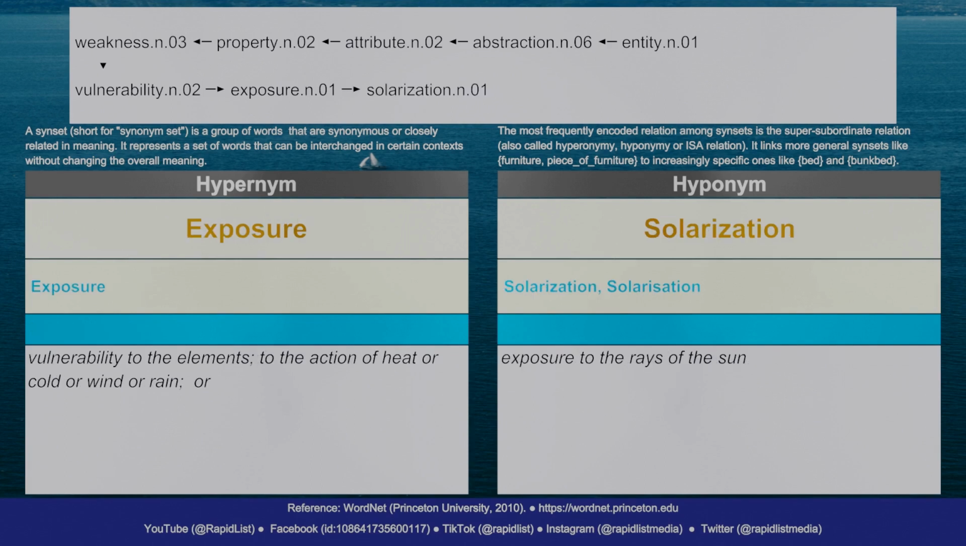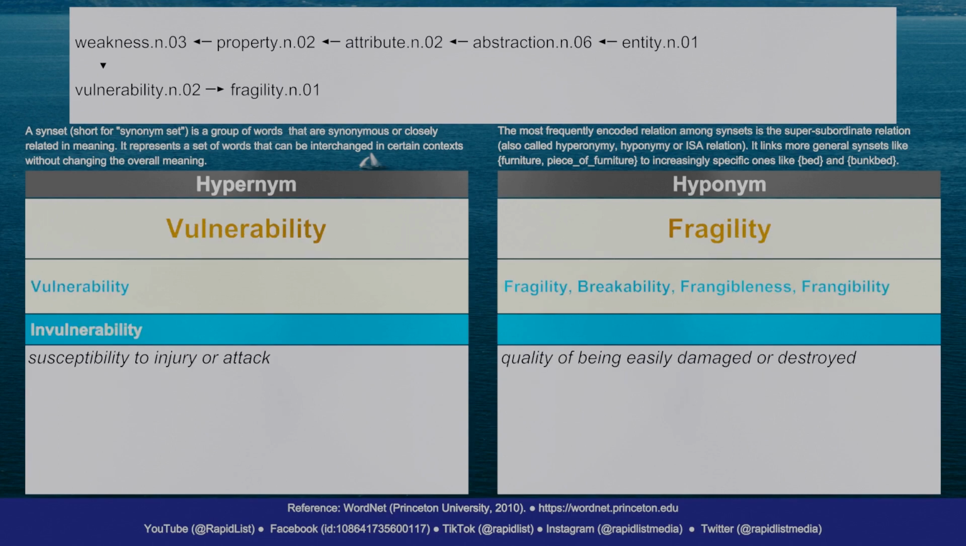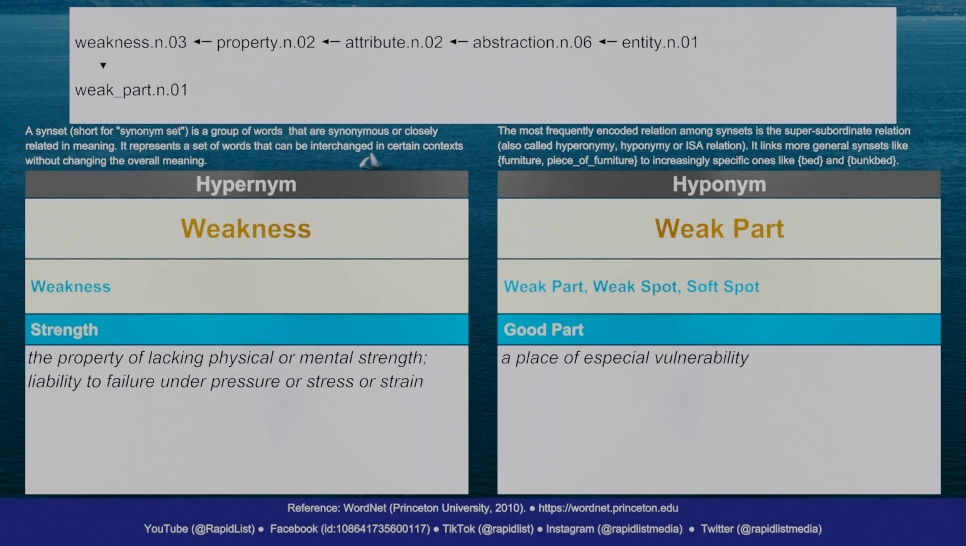Solarization. Exposure to the rays of the sun. Windage. Exposure to the wind, as the exposed part of a vessel's hull which is responsible for wind resistance. Fragility. Quality of being easily damaged or destroyed. Weak part. A place of especial vulnerability.